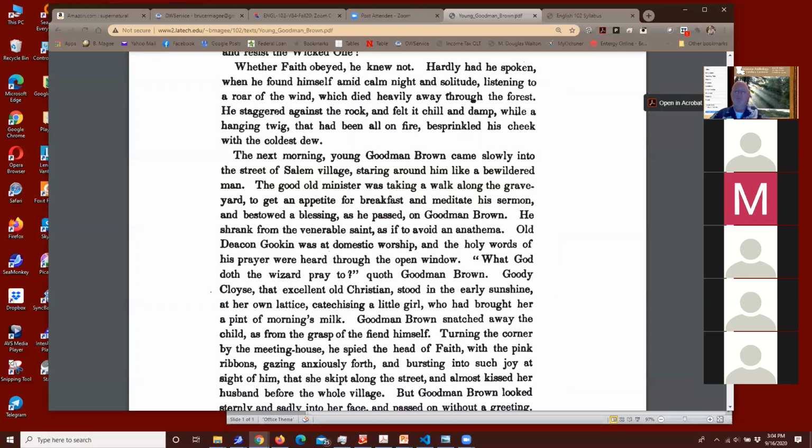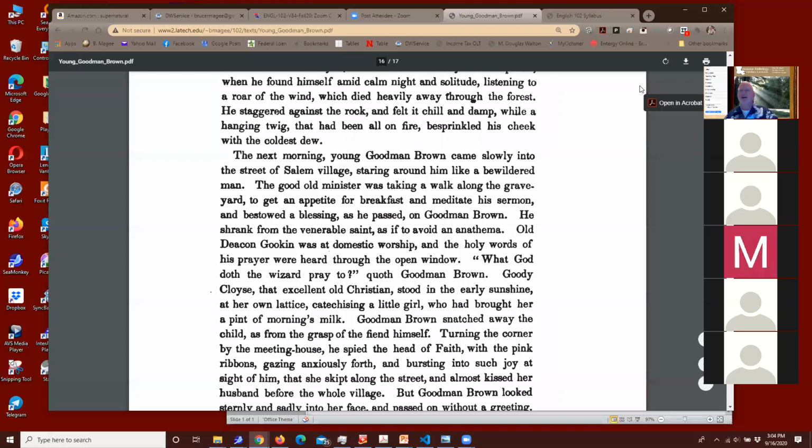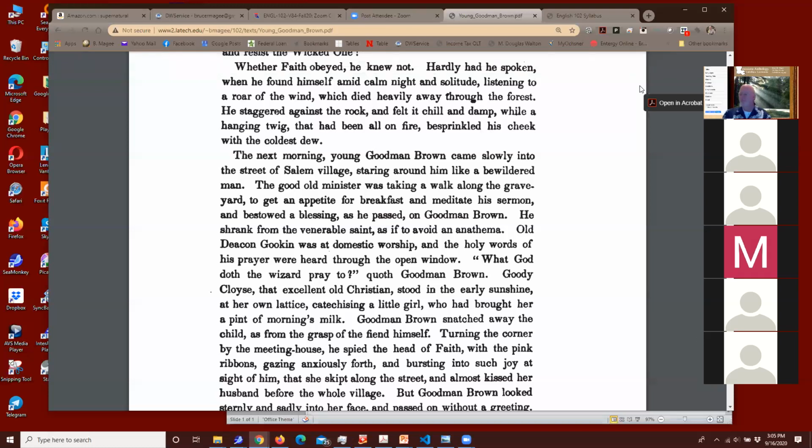What is domestic worship? What does domestic mean? Domestic? Nobody knows? Tell us what domestic is. It relates to the running of a home or to the family. Yes, it has to do with the household. That's it exactly. It's having to do with house and home. It's from the Latin word domus, which means home, like domicile.